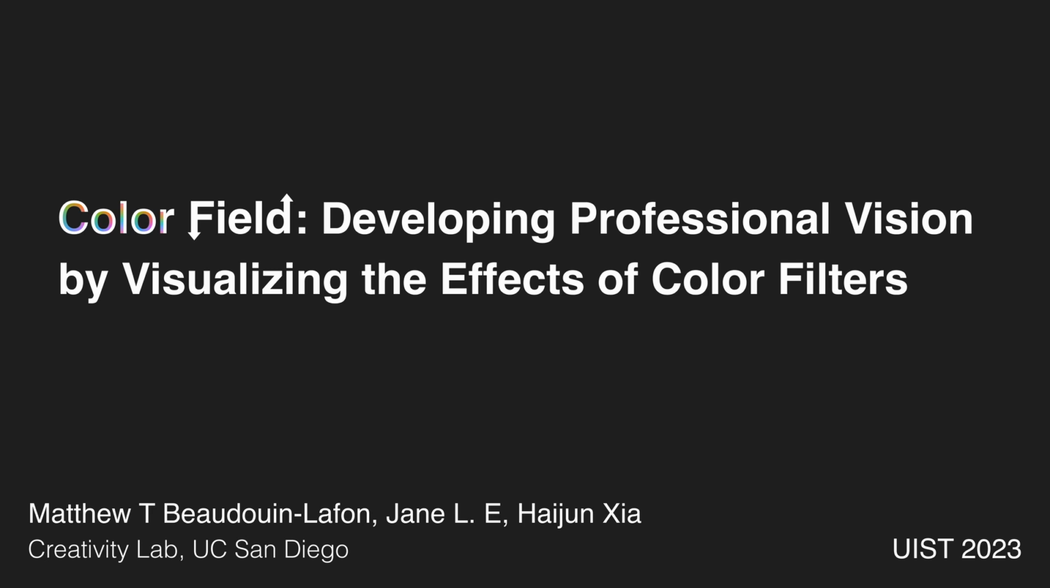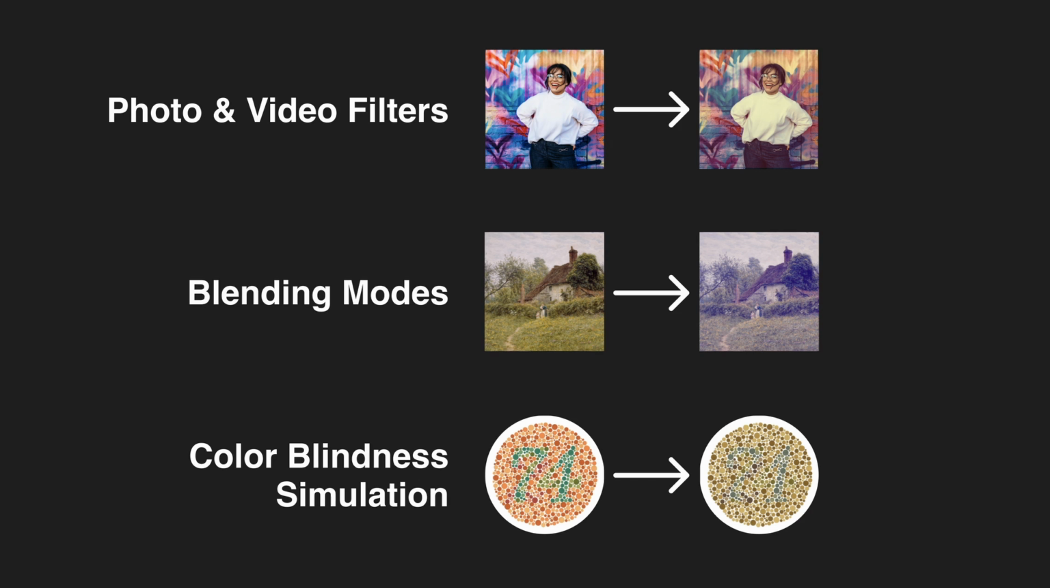Color filters are a powerful tool to manipulate images. Photographers and filmmakers use them to give their work an artistic look, digital painters use blending modes to change the color palette of their work, and colorblindness simulators show how people with color vision deficiencies see the world.